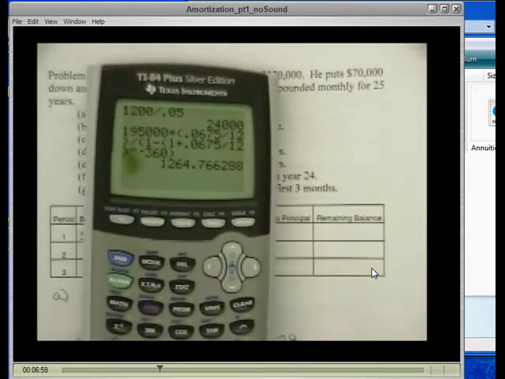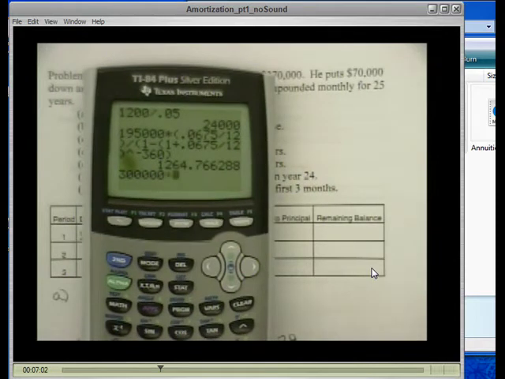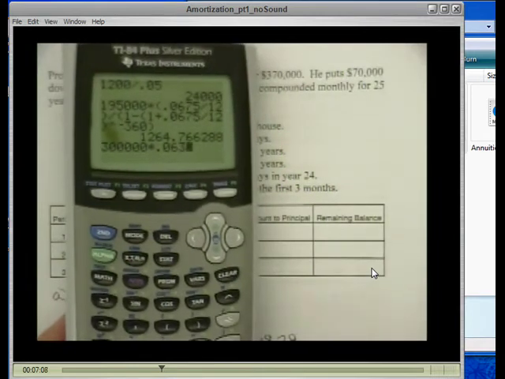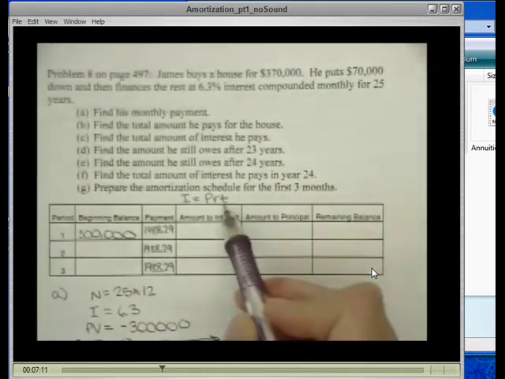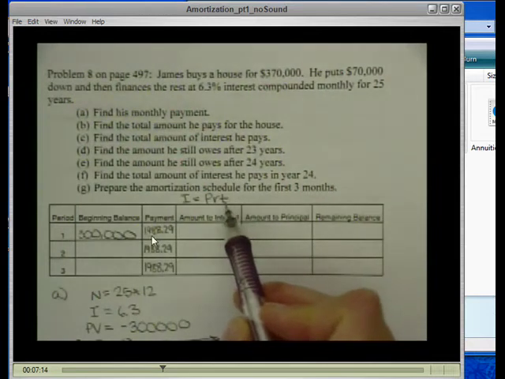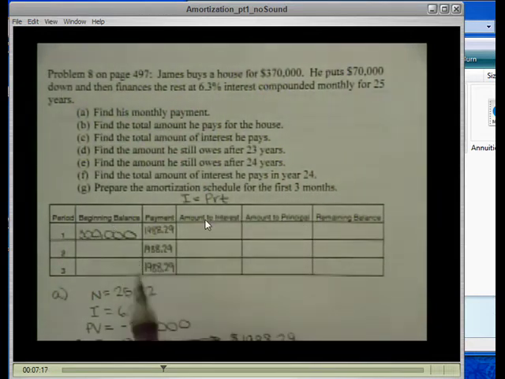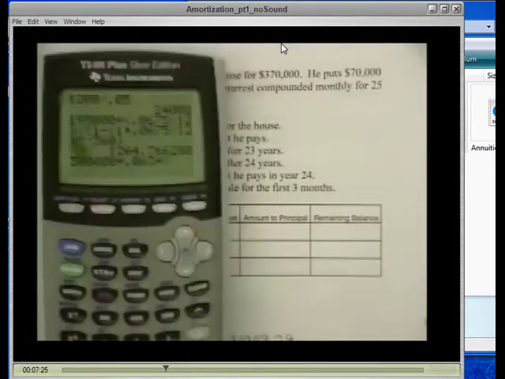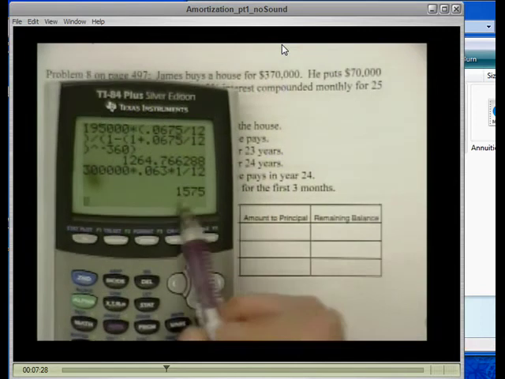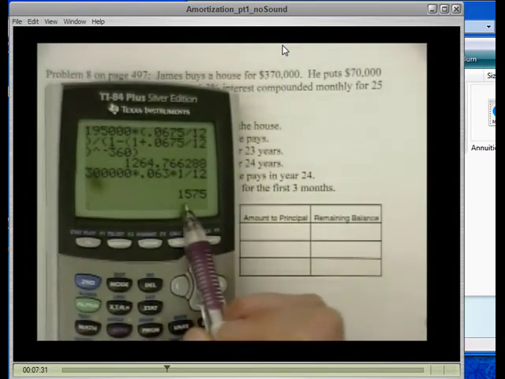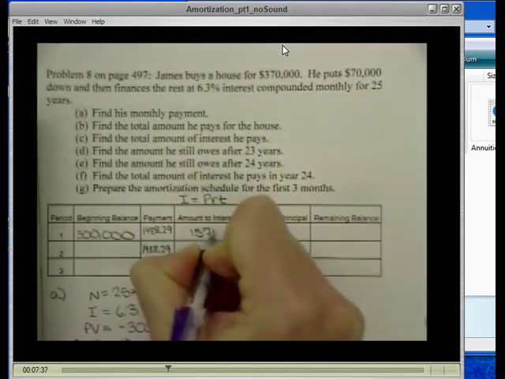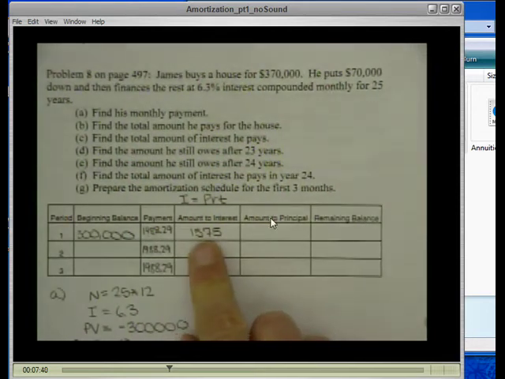So I equals PRT, the principal is $300,000. The rate, we just have to do it as a decimal, so 0.063. And the time, well, T, remember, stands for the number of years. So for the first period, how many years is that if it's just one period? And remember, our payments are monthly. So then that is 1/12 of a year. So $1,575 of your first payment goes to paying off interest.